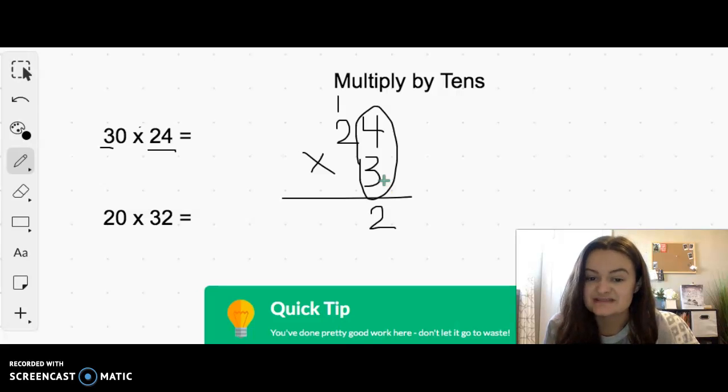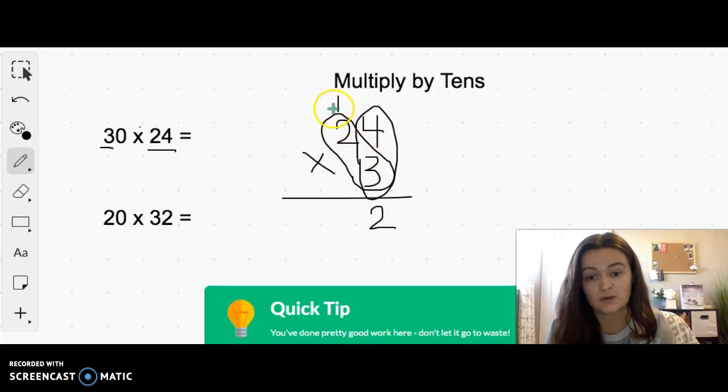I need to multiply my tens now. So I'm taking 3 and multiplying it by 2. I know that 3 times 2 is 6. What I'm going to do with the number I regrouped is just add it. So 3 times 2 is 6. 1 more would be 7. And I record it down here. So 24 times 3 is 72.